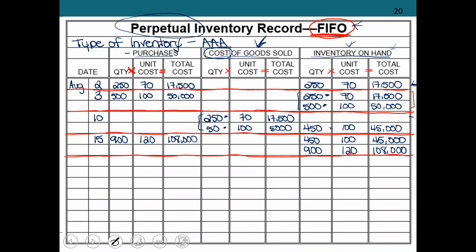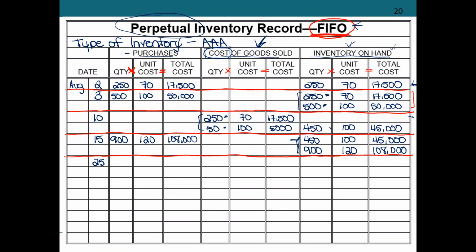Okay, the last transaction that we have on August 25th is another sale, and we're selling 325 units. Again, that 180 it tells us is the sales price. It's not the cost, it's the sales price, so we ignore that in this question. Instead, we look back at what we have on hand after the previous purchase, and we take the first ones in, and they become the first ones out. So the first in are the 450 at $100.